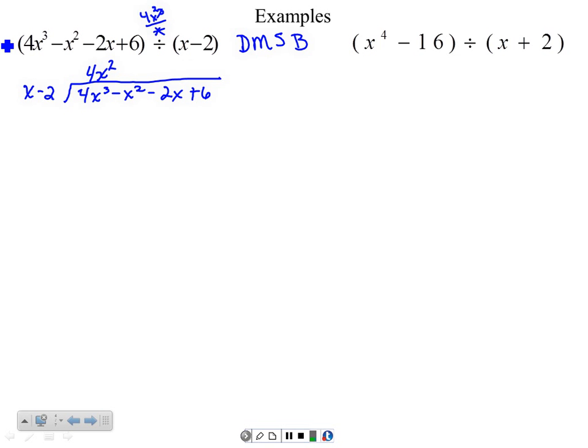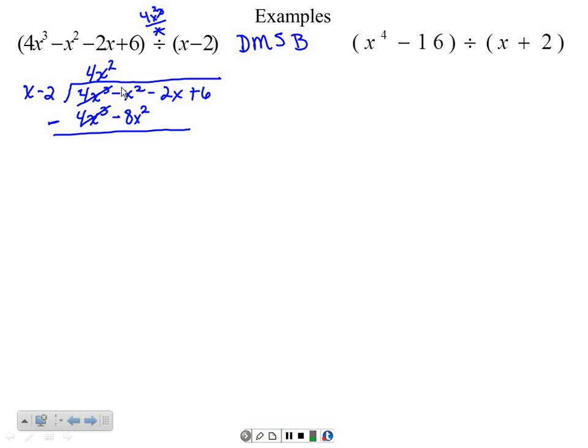And then you're going to multiply that around. So you're going to take this 4x squared and you're going to multiply it times this whole entire binomial. So 4x squared times x is going to be 4x to the third. 4x squared times negative 2 is going to be negative 8x squared. And then you're going to subtract. And remember, this subtraction sign goes to this whole entire binomial here. So 4x to the third minus 4x to the third, that just cancels out.